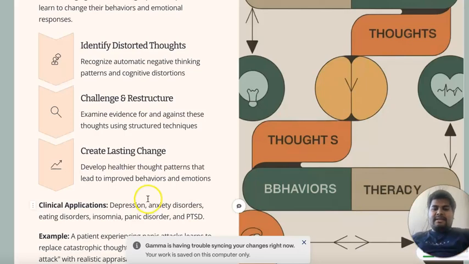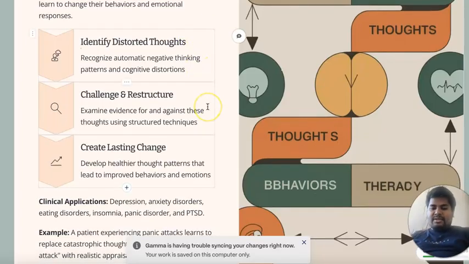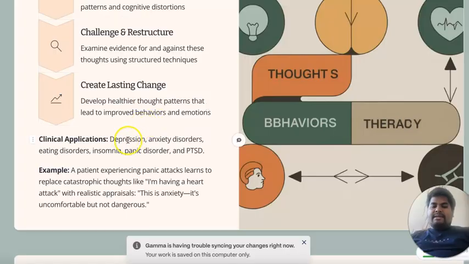So in that case, as a physician, you have to identify the negative thinking patterns or cognitive distortions present in the individual, and then you help to develop healthier thought patterns that lead to improved behavior and emotions. Along with depression, it is also used in anxiety disorders, eating disorders, insomnia, PTSD, panic disorders, etc.